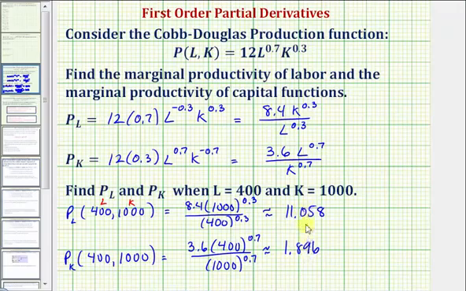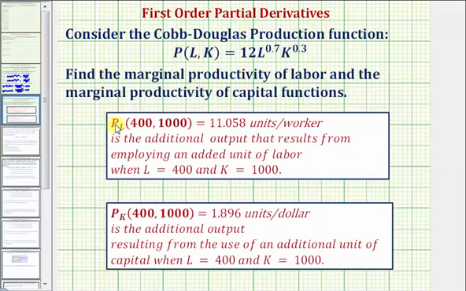Now let's emphasize what these two values represent. The value from the partial with respect to L, which we found here, is the additional output that results from employing an additional unit of labor when L equals 400 and K equals 1000. So we can say at this point production is increasing at approximately 11 units per worker. And then for the partial with respect to K, this represents the additional output resulting from the use of an additional unit of capital, again when L equals 400 and K equals 1000. So the units on this value would be units of production per, let's say, dollar.